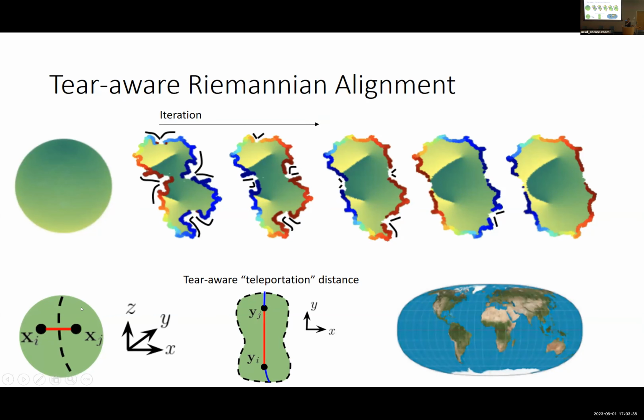We want to be able to tell distances within this embedding. For example, here we had points that were very close on the sphere. We tore in between them. And what we've defined then is what we're calling a tear-aware teleportation distance. So we're able to tell you that the distance between these two points isn't this red line, but rather what you need to do is go from yi to the boundary, you teleport over here, and then you go to yj. This is similar to sailing across the Pacific: you don't drop off the face of the Earth, but rather you keep sailing along the other side of the map.